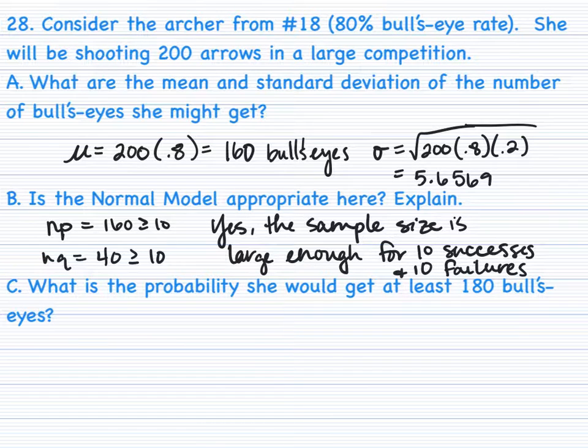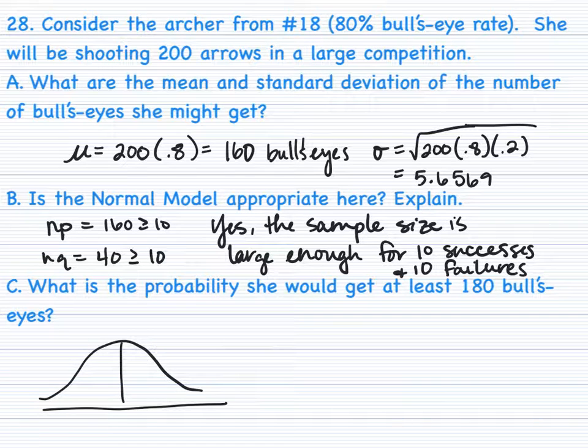Okay, so what's the probability that she would get at least 180 bullseyes? So now it's large enough to use a normal model. So what we're looking at here is our mean of 160, standard deviation of 5.6569.